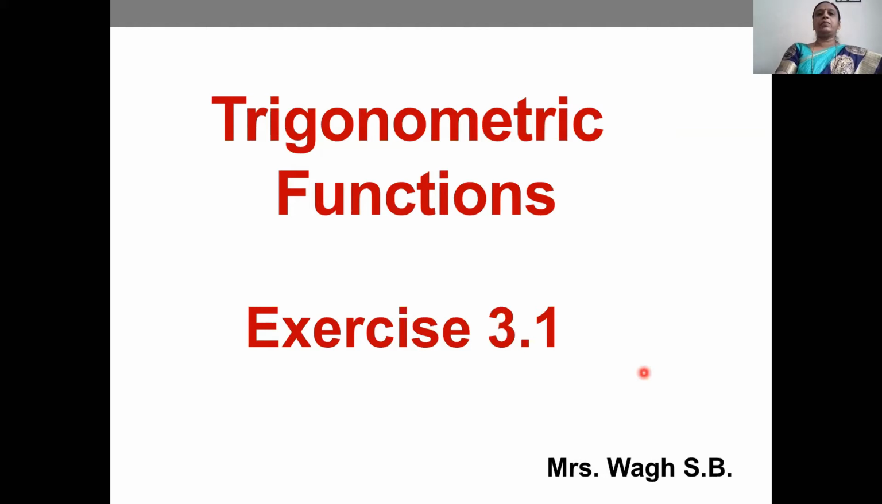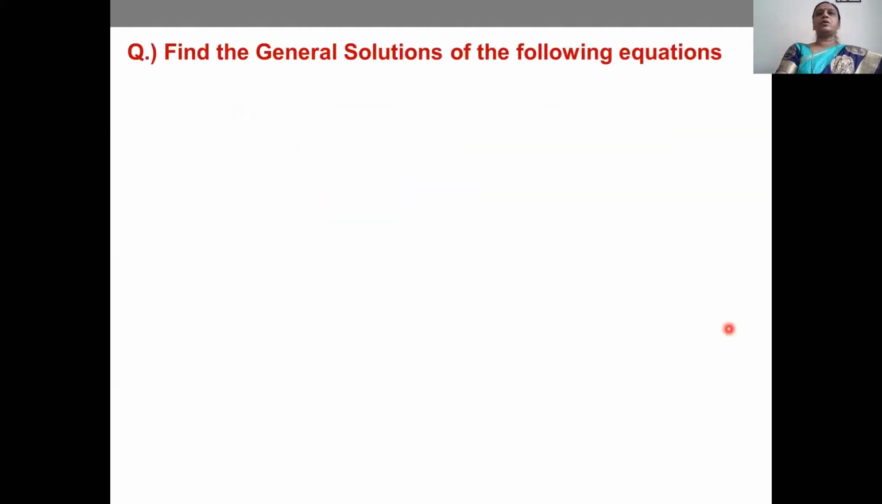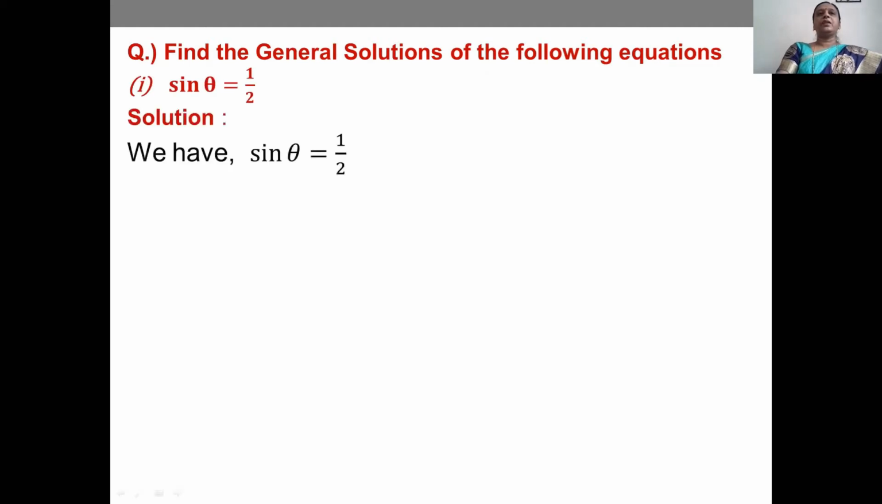Let's solve the problems. Find the general solution of the following equations. sin theta is equal to half. Now, write down in the solution, we have sin theta is equal to half. In the table 0 to 90 degrees, we know that the value of sine at pi by 6 is half. Write down, since sin pi by 6 is equal to half. Now compare these equations 1 and 2. Here, right hand sides are equal, therefore, left hand sides are equal.